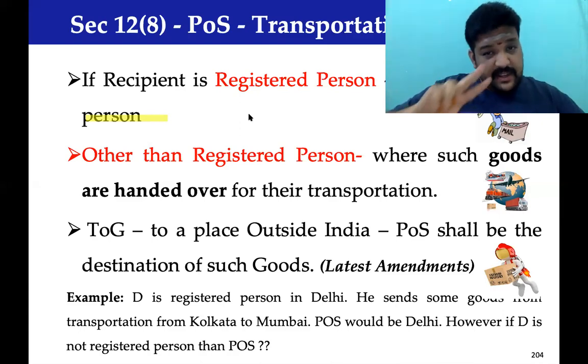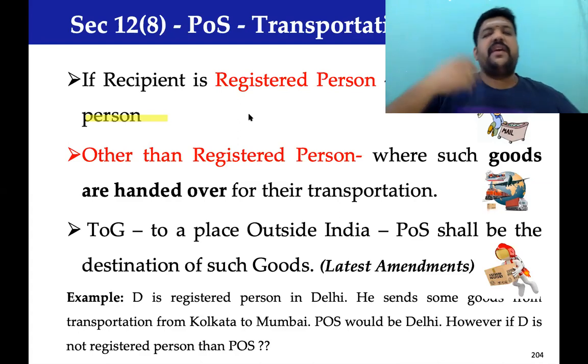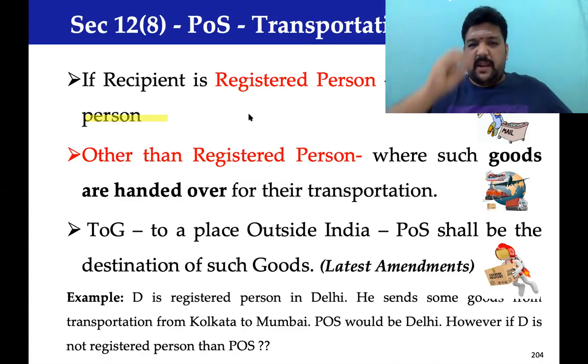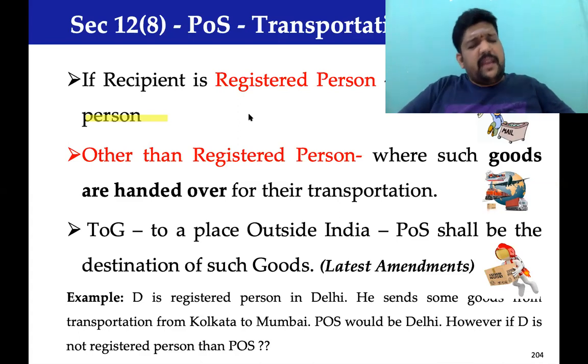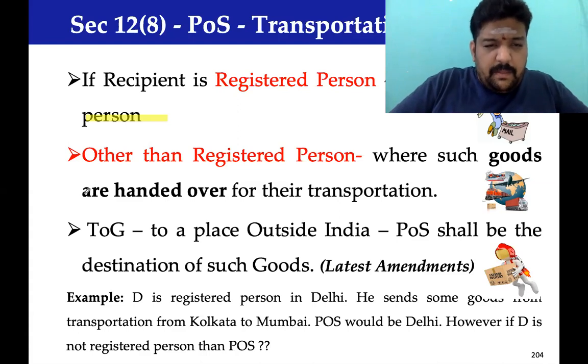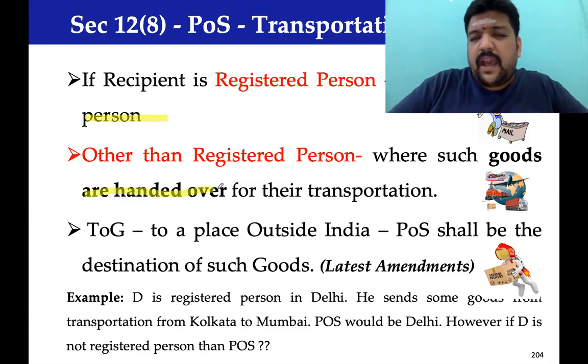If the recipient is unregistered, then only we have to think about it. If the recipient is registered, that place where they are registered will become the place of supply. Coming back here, in case of transportation of goods, if the recipient is registered, the place where the person is registered would become the place of supply. In case the person is not registered, the place where the goods are handed over, kindly note, for their transportation.